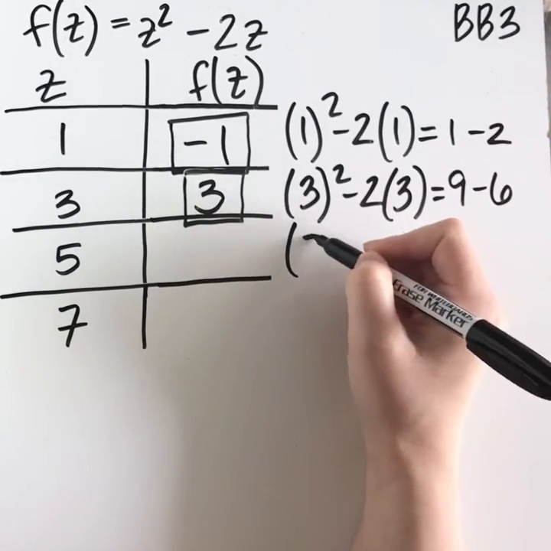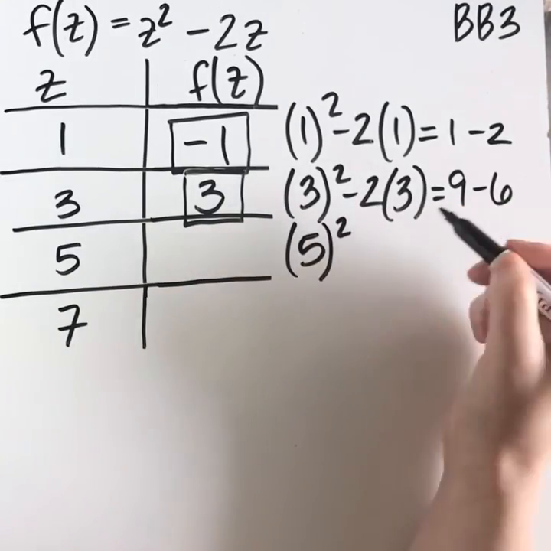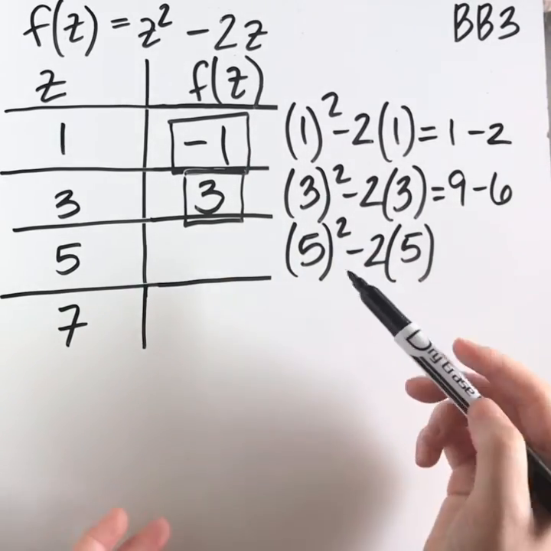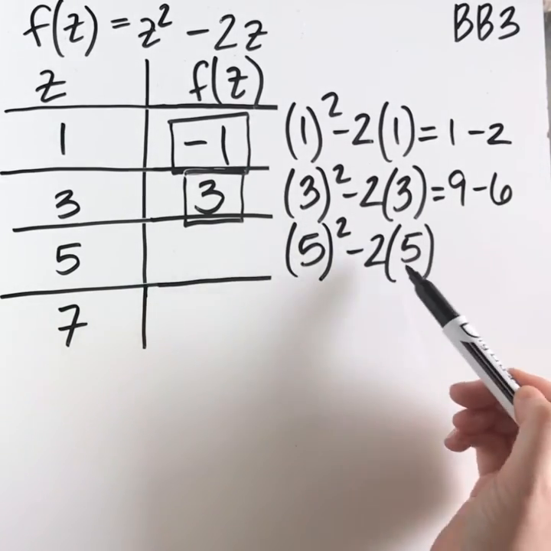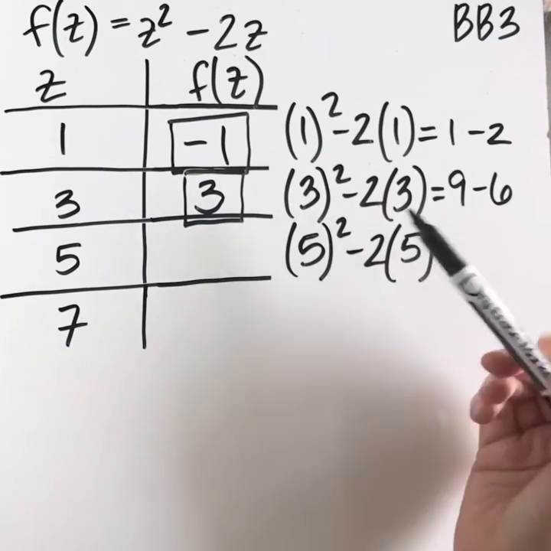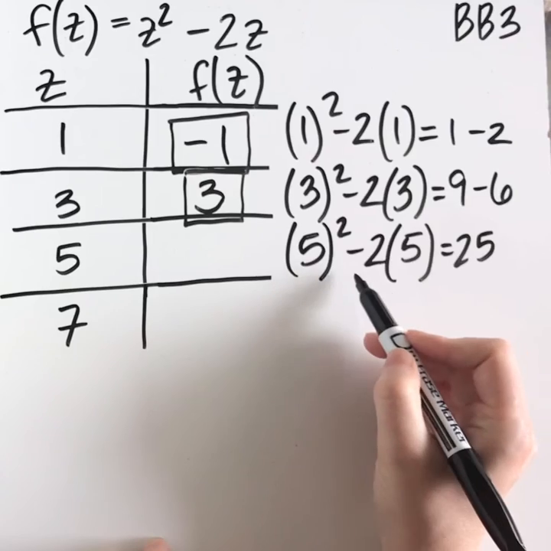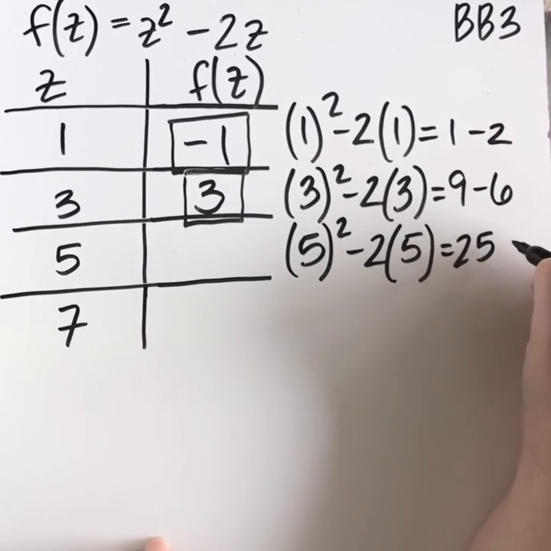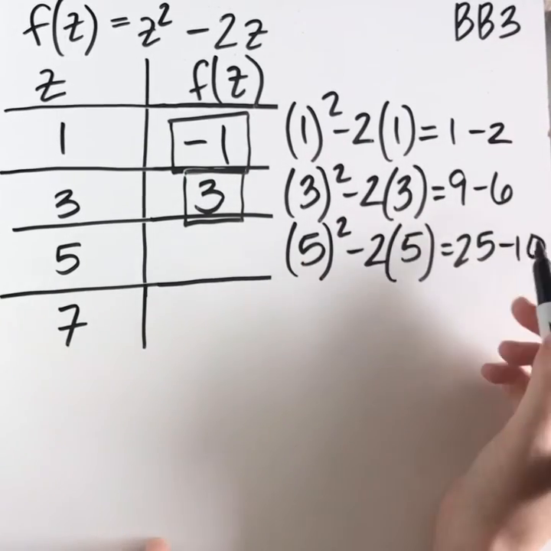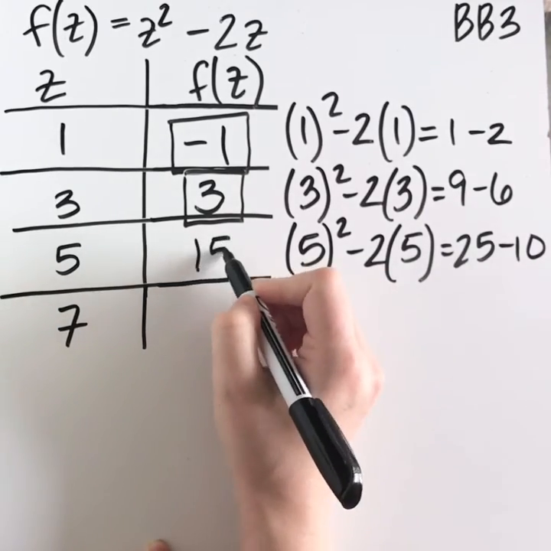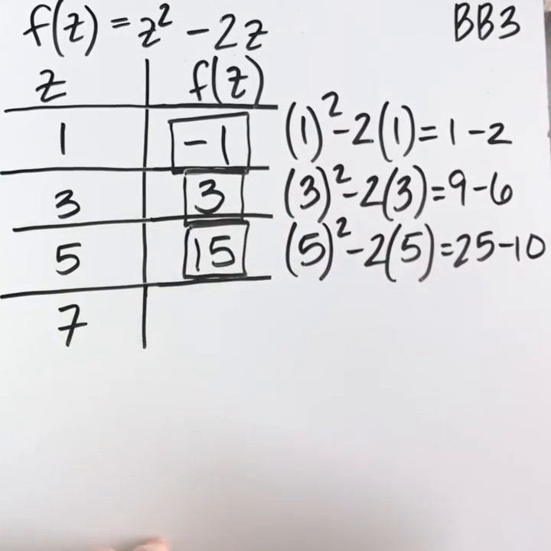Let's try the next one. We've got 5 squared minus 2 times 5. Again, we're going to square, then multiply, then subtract. 5 squared gives us 25. Negative 2 times positive 5 gives us a negative 10. Now we subtract. 25 minus 10 leaves us with 15. Hopefully we're starting to get this. Pause the video and try it for f of 7.